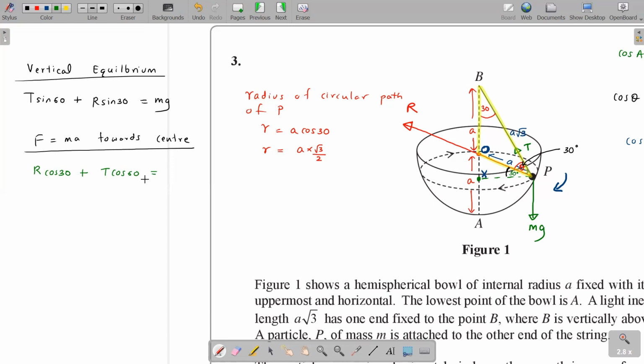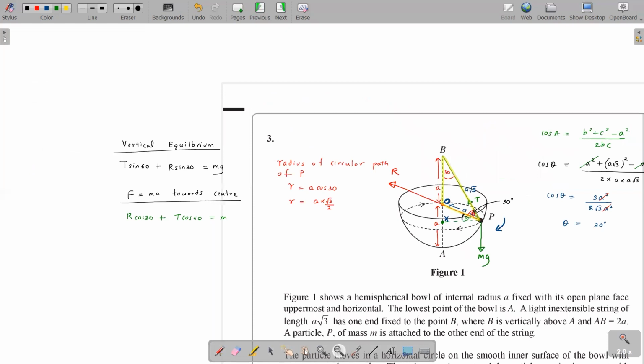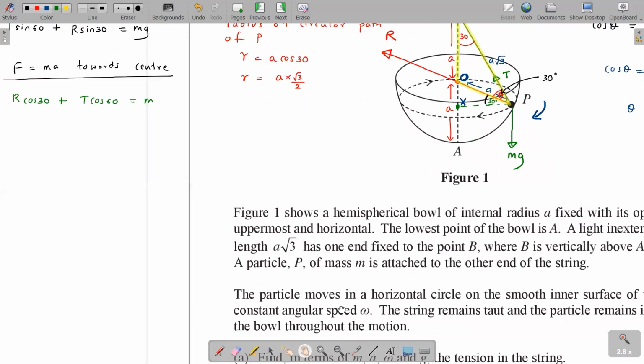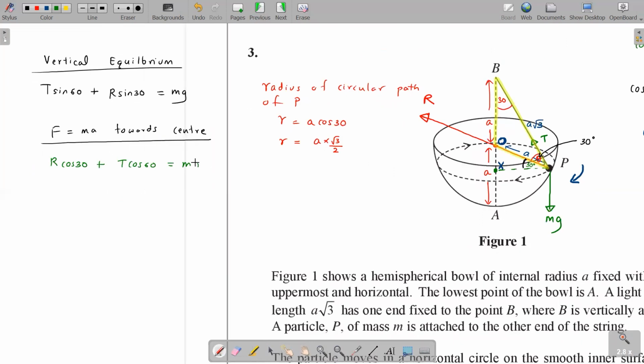Towards the center, what do we have? F equals ma. Mass is m, and the acceleration that we use is the centripetal acceleration, right? So we normally use what? R omega square or v square over r. They've given us the data in terms of omega, so we can use m r omega square.